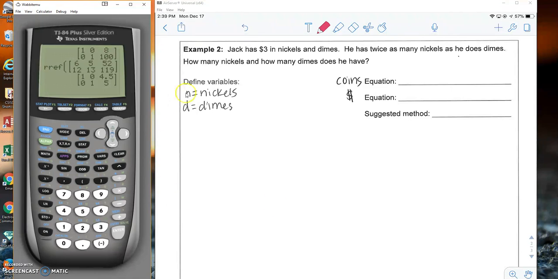So my variables here are nickels and dimes. I'm going to use N for nickels and D for dimes just because it makes sense. You can use X and Y, but make sure you definitely define them if you use X's and Y's. So I have 2 pieces of information.